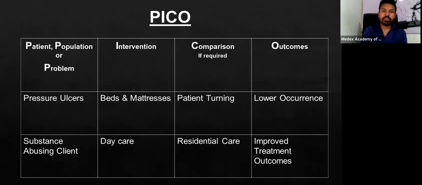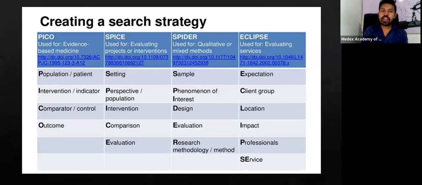It's the most recommended one. And there are others, like SPICE and SPIDER, and also ECLIPSE. These different structures are there, but you can use just one. So I'll just go through these. These are common structures that can be used during a study.